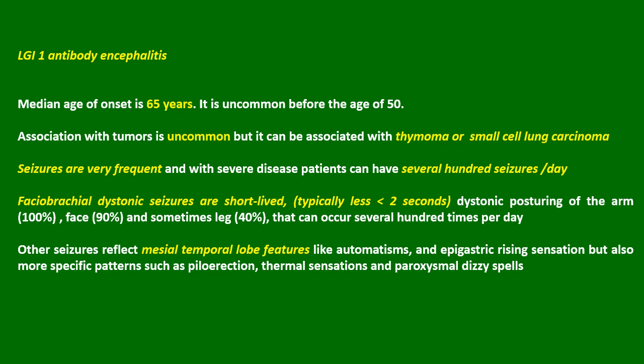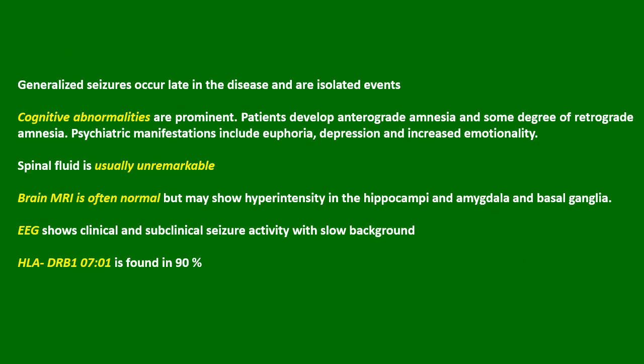Other seizures reflect mesial temporal lobe features like automatisms and epigastric rising sensation, but also more specific patterns such as piloerection, thermal sensations, and paroxysmal dizzy spells. Generalized seizures occur late in the disease and are isolated events.